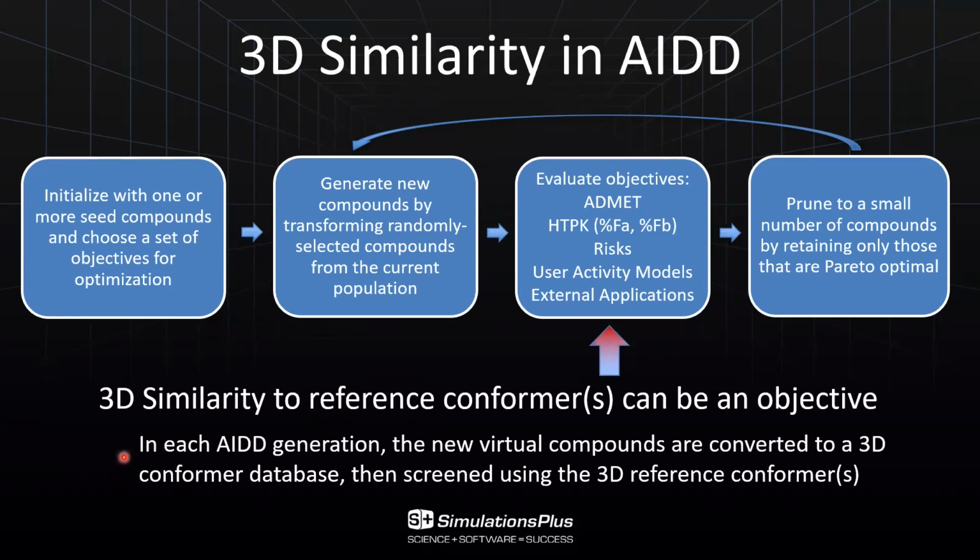So the way it works is that in each AIDD generation, the new virtual compounds are converted to a 3D conformer database and then screened using the one or more 3D reference conformers. I'm going to try to show a quick demonstration of this after the slides and hopefully explain it a little bit more slowly and clearly.